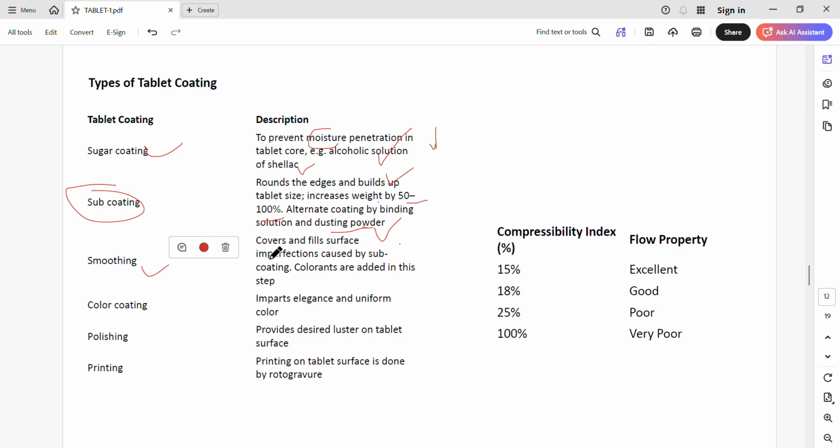Smoothing is mainly done as a subcoating, and in smoothing, colorants are used. Color coating imparts elegance and a uniform color to the tablet. After that, polishing is done to finish the tablet. After that, we do printing. In printing, the proper name of the tablet is printed on the tablet.